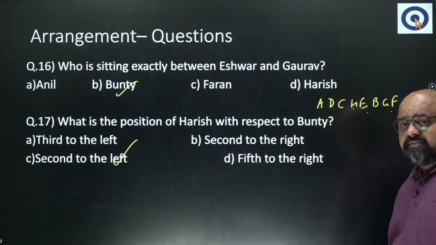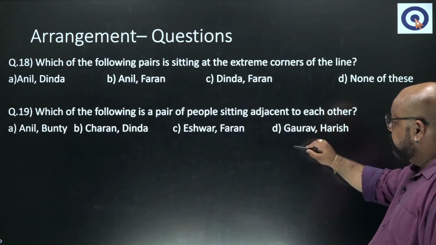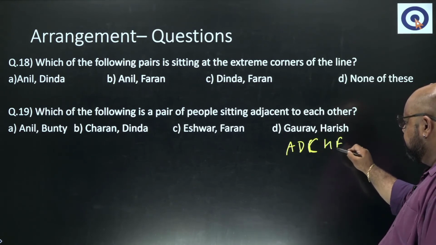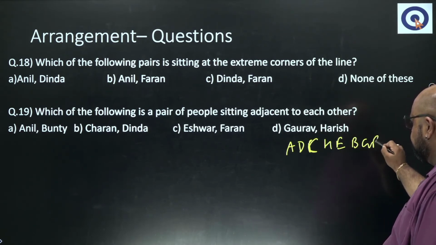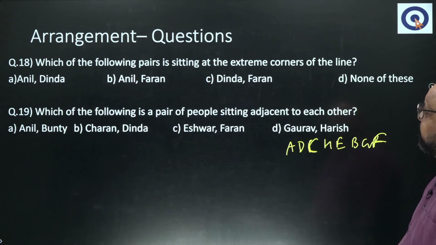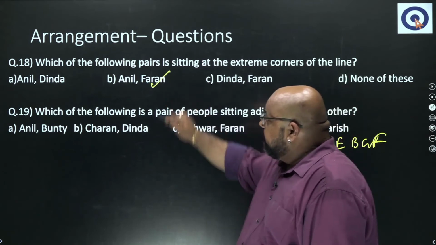A, D, C, H, E, B, G, F. Which of the following pairs are sitting at the extreme corners? A and F are on the extreme corners, Anil and Farhan.